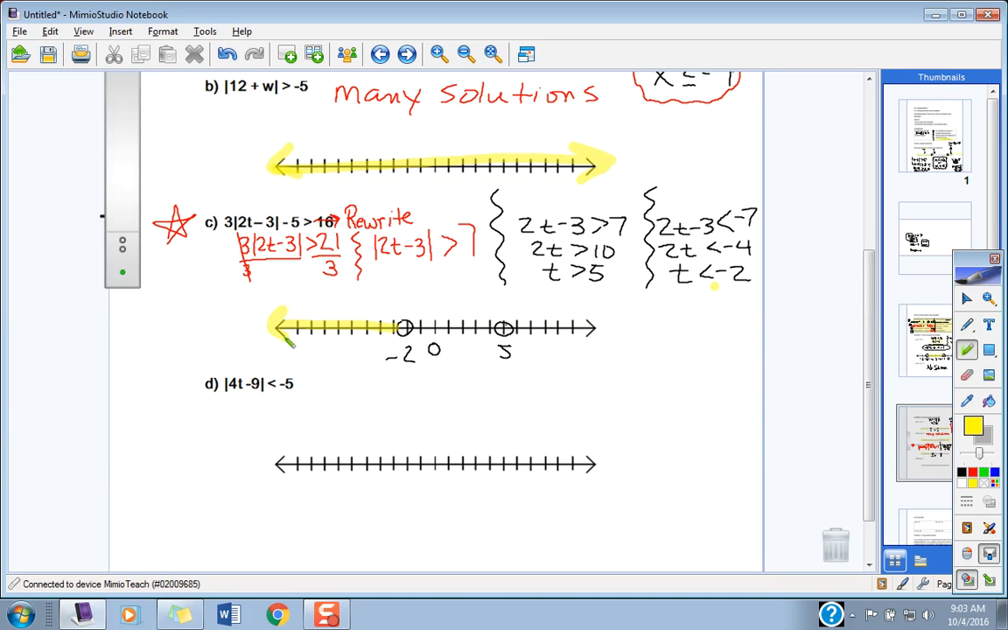T value is greater than 5. Am I going left or right? Right. Very good. How are you going to write your solution for this then? Or. Use an or. So in this situation, t is less than negative 2 or t is greater than 5.